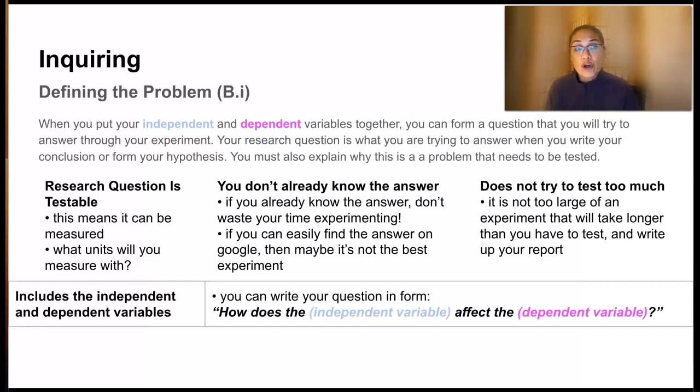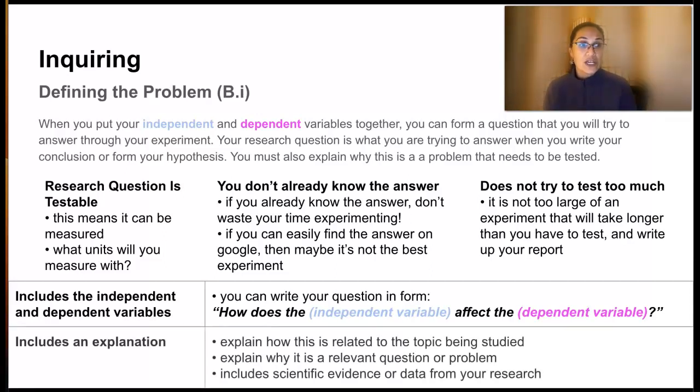Okay, so your question needs to have your independent and dependent variables, and you will write your question in this form: How does that independent variable affect the dependent variable? In addition, it should include an explanation, right? You're explaining how this is related to the topic being studied. You're explaining why it is relevant. It is a relevant question or problem. And it includes your scientific evidence or data from your research, right?